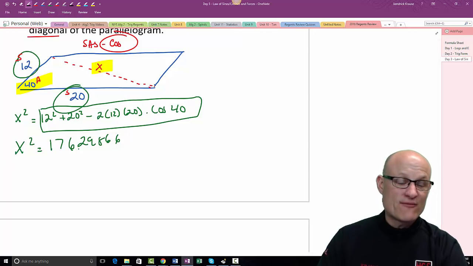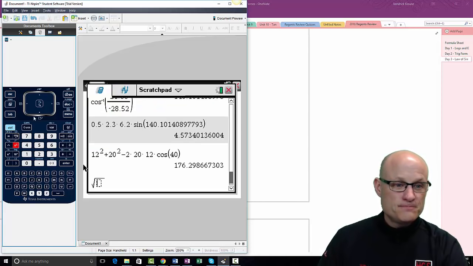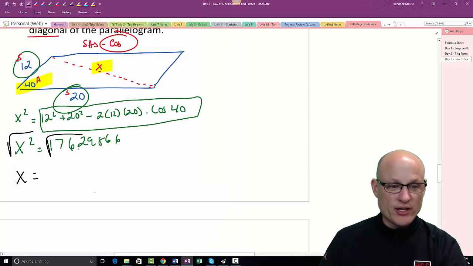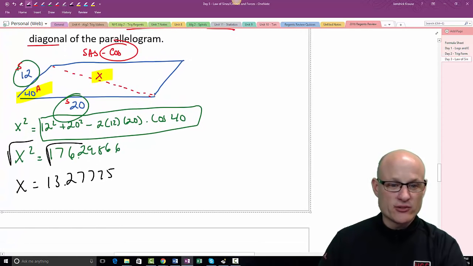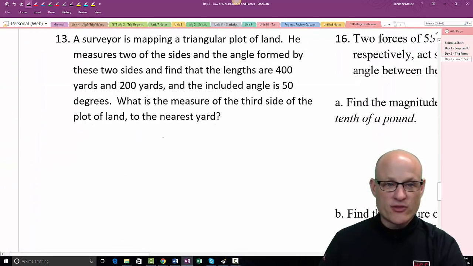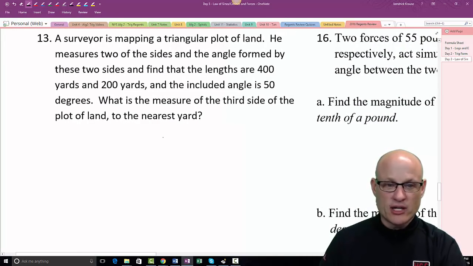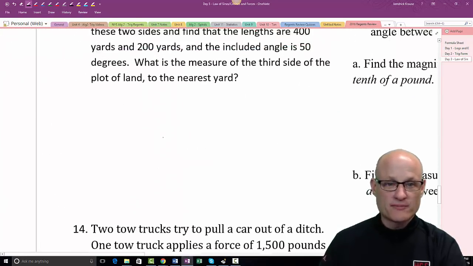What we're going to do, don't forget that final step, take the square root of both sides. And I get 13.27775. Rounded to the nearest centimeter, the answer is x equals 13. Ka-ching. Almost done, kids. This is like my next 13. I've already done a couple 13s. This is my next 13. We only got 1, 2, 3, 4, 5 problems left.